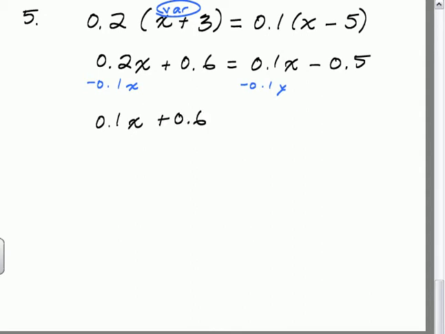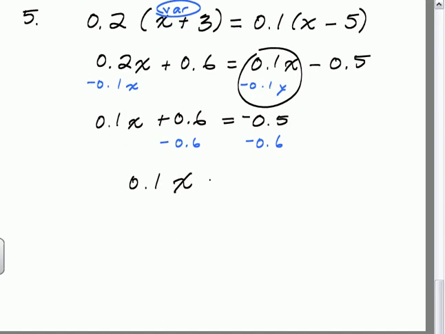So the result of that is 0.1x plus 0.6 equals, and what we have left on the right is 0 minus 0.5, which would give us a negative 0.5. Now we've got to get this number on the other side. It's being added, so we want to subtract it. Minus 0.6, minus 0.6, and the result of that is 0.1x plus 0, so I'm just going to write that as 0.1x, and over on the right we're going to have a negative 1.1.